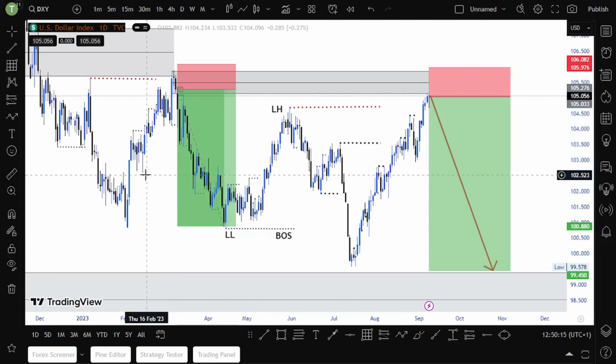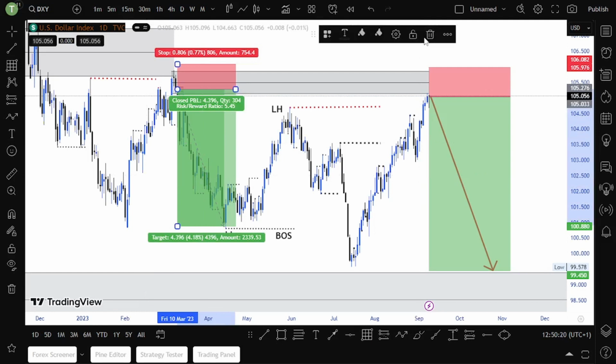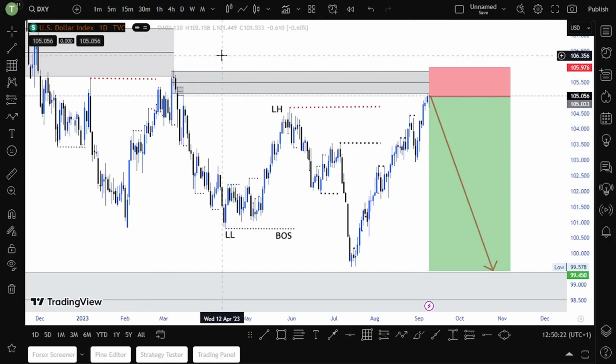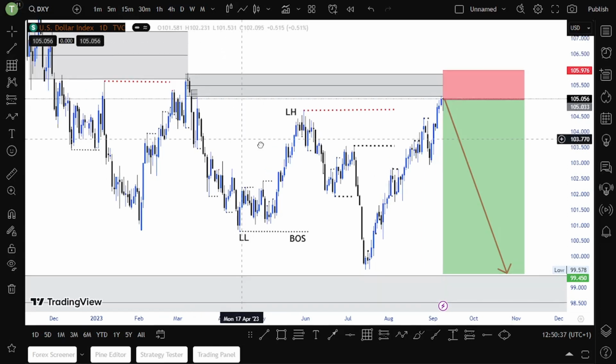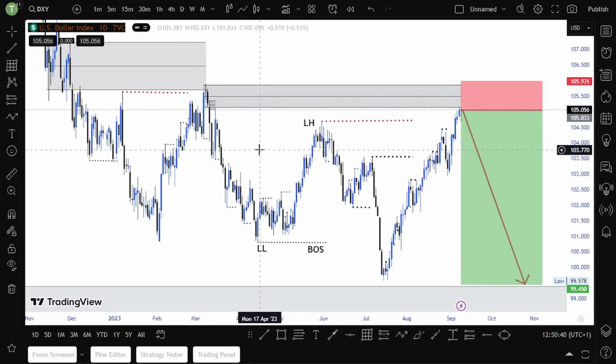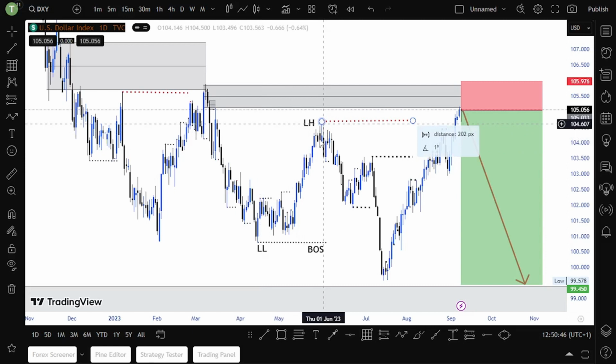But we don't necessarily trade DXY alone. We look at USD JPY, GBP USD, gold, USD CHF, and Euro USD. So we trade the DXY against the other pairs, guys. So that is my view on DXY, guys. I believe that we are still bearish on DXY, even though we broke our lower high.